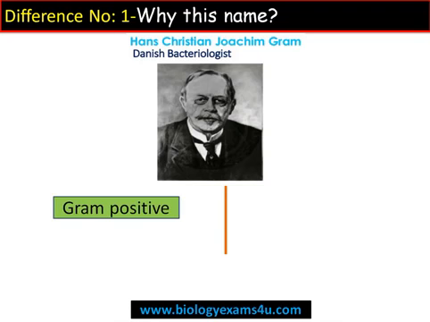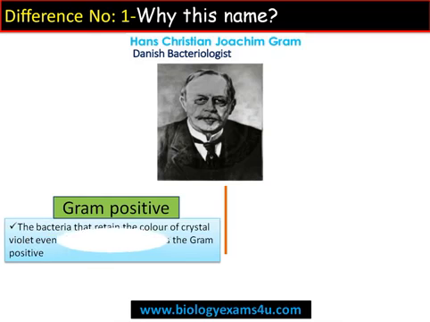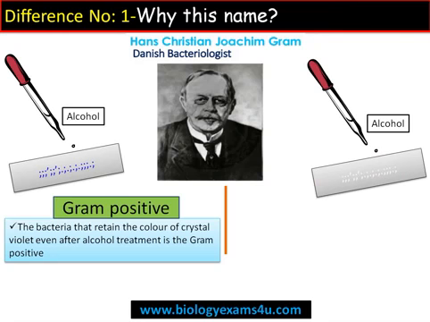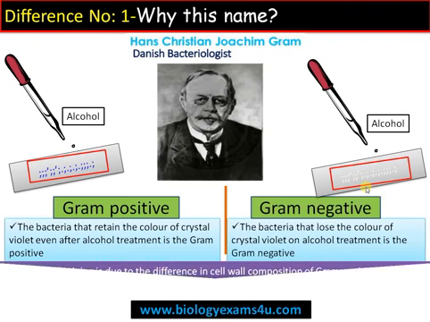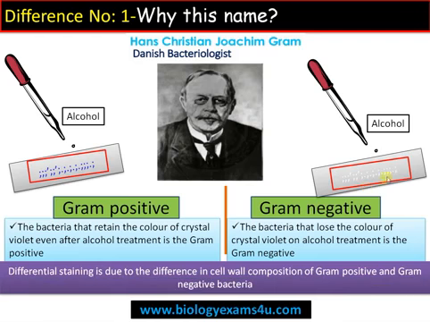Gram-positive bacteria retain the color of crystal violet even after alcohol treatment. Alcohol treatment is a critical step in gram staining, whereas gram-negative bacteria lose the color of crystal violet on alcohol treatment. This difference is due to the difference in cell wall composition of gram-positive and gram-negative bacteria.